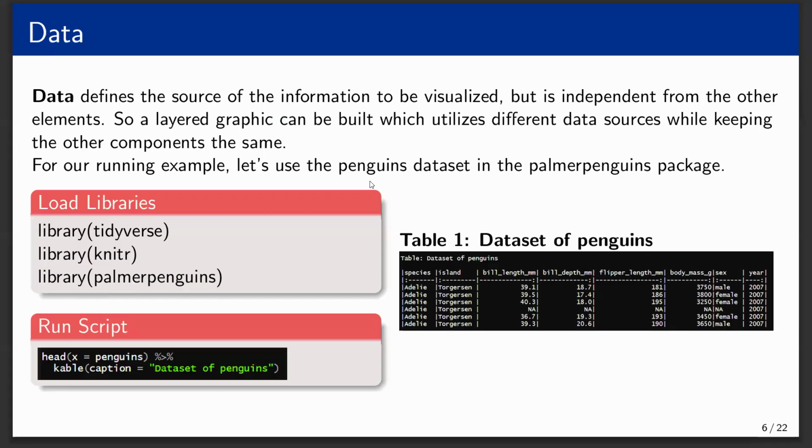And moving on to the next one, forget about the R code, because the grammar of graphics is from R. I'm using it to indicate how we are developing it. So data defines the source of the information to be visualized, but it's independent from the other elements. A layered graphic can be built that utilizes different data sources. So you have multiple data sources you can combine.